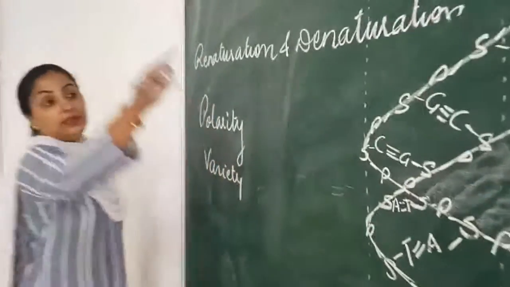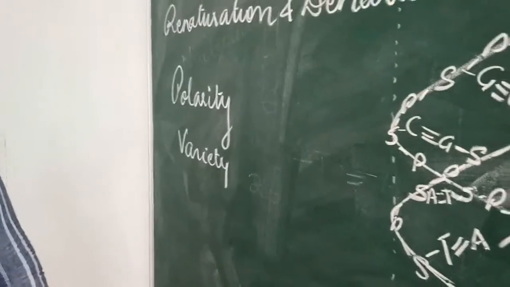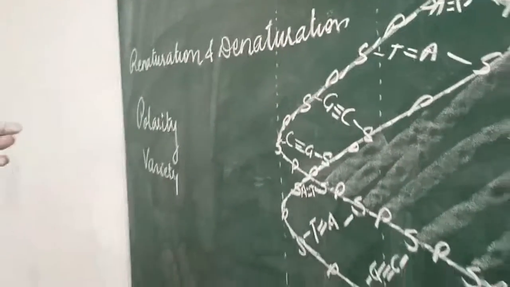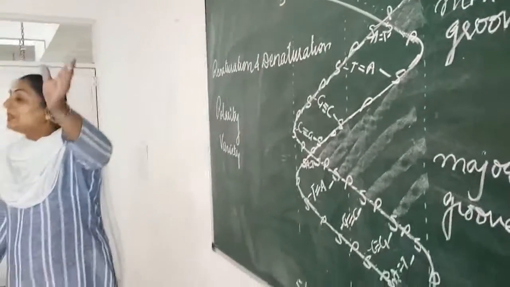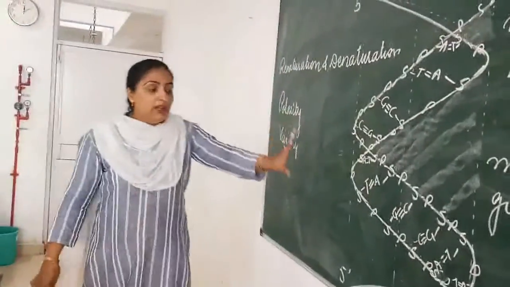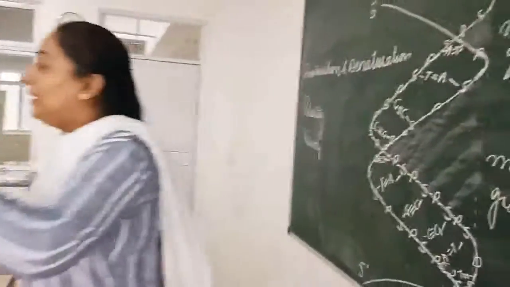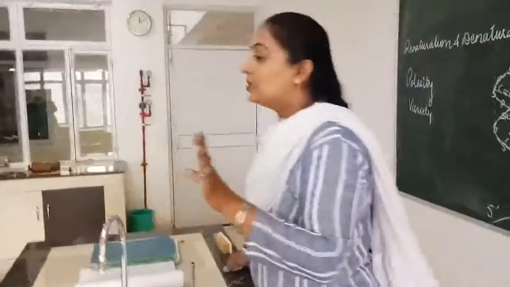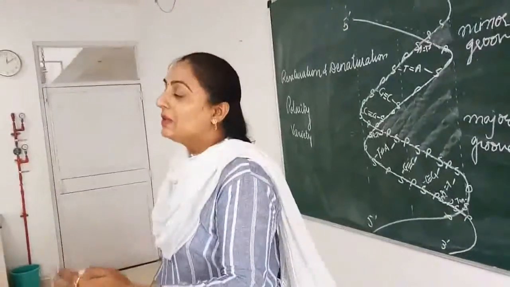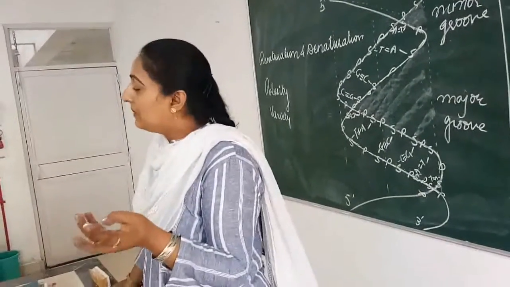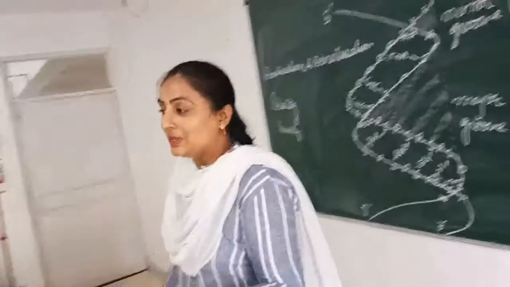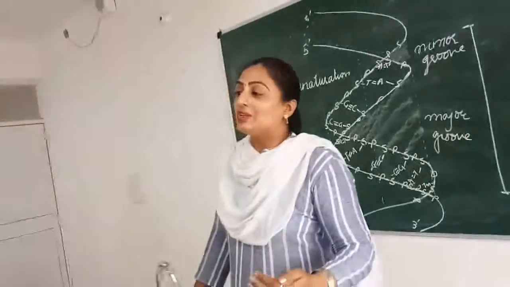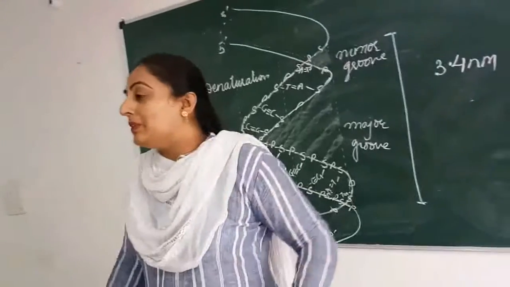Next one is variety. These are the types of DNA. The students get confused that this is the variety of DNA. This is not a variety of DNA, these are the types of DNA. Variety means, see, 99.9% of the human genome is the same. Genome means the DNA is the same. We have sugar, phosphate, and nitrogenous bases. It is only the arrangement of nitrogenous bases by which we all are different from each other.